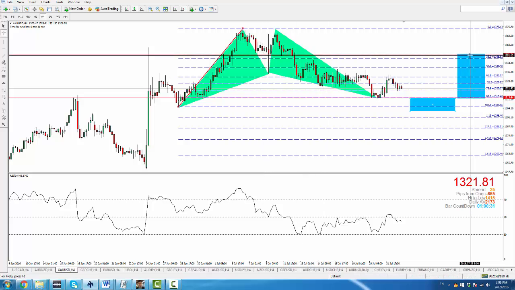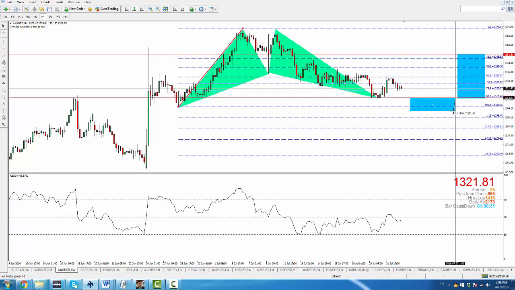This is a previous resistance which might turn into a support. Previous support might turn into resistance. So I'm risking about $12 to earn a return of $38. So potentially this is a 1:3 kind of trade. This is gold and a deep Gartley pattern.